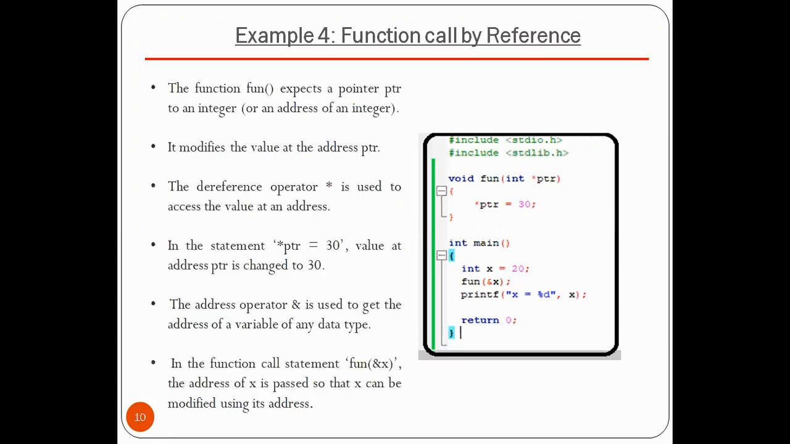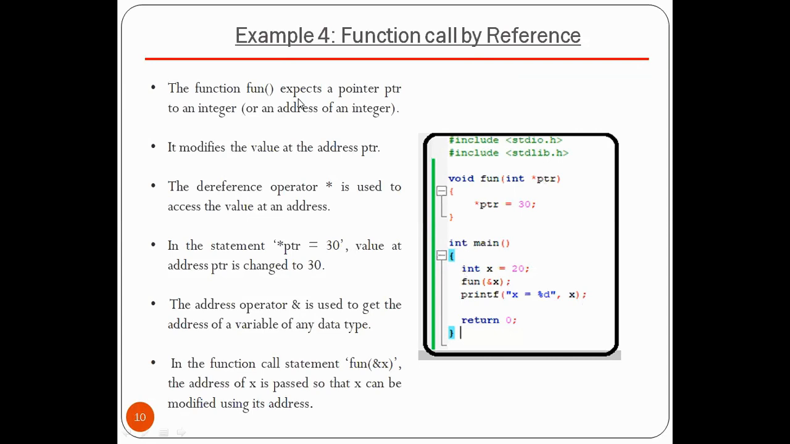Okay, example number 4. This is a simple example. What is this? This is your main function. We have a simple value x, and this is a function. We are passing the address of x, and the control goes to the function where it is defined. We are saving the address of x in pointer ptr, and here we are changing the value to 30. So when the control comes back, here we are printing it, the value should be 30, right?